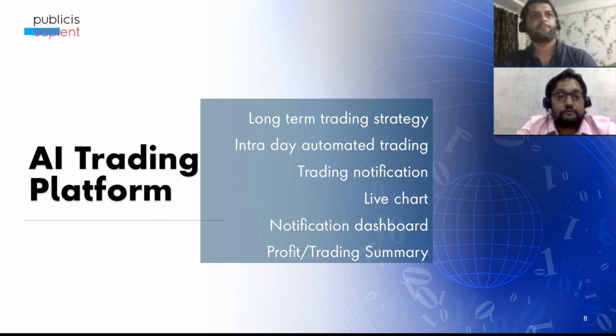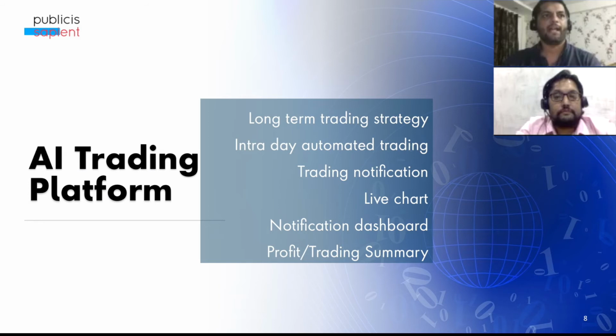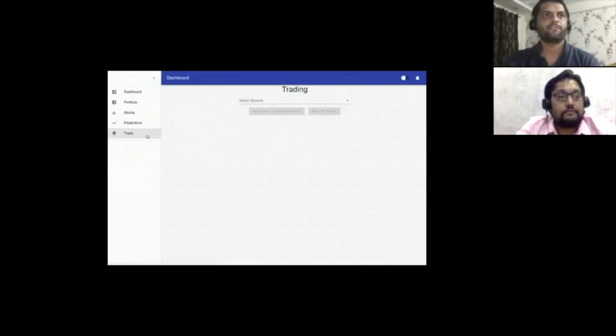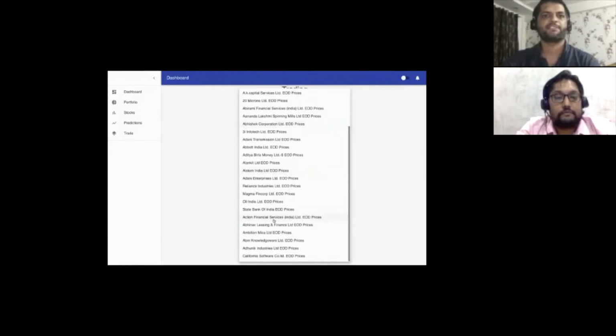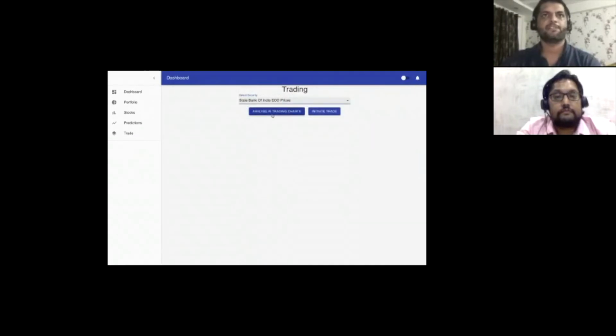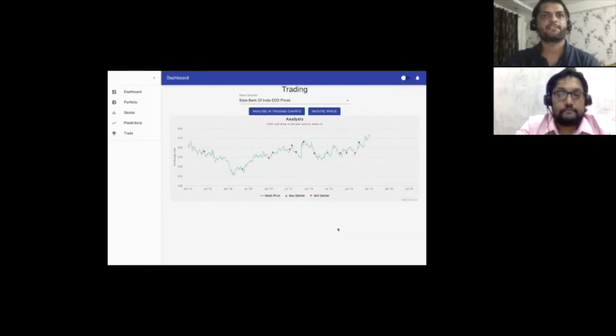Now let's see the final part: how our system is going to perform in long-term trading. We will be using all the risk analysis and price prediction into account. Let's take a look at this security and analyze how this particular stock is going to perform in long-term trading. As you can see, this is the price trend over a period of time, and the system is giving you all the points. The red ones are the sell options, the green ones are the buy, and it is going to hold the stock for the duration.